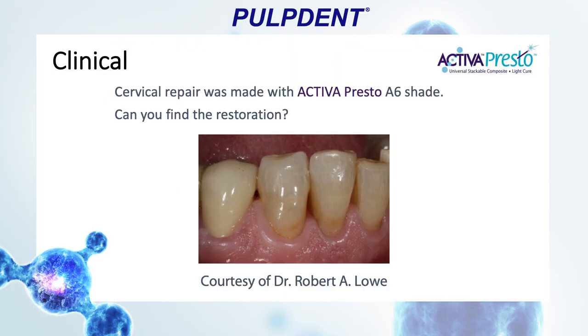Here's one of my clinical cases I showed with cervical repair made with ACTIVA Presto. I was involved with some of the testing early on, and recommended that we have some darker cervical shades for our older patients with gingival recession. And the question is, can you find the restoration on the distal of 26 or on the mesial of 27? And I think it's pretty hard to actually detect that those are restored surfaces.